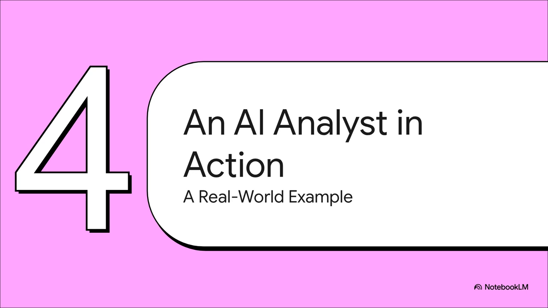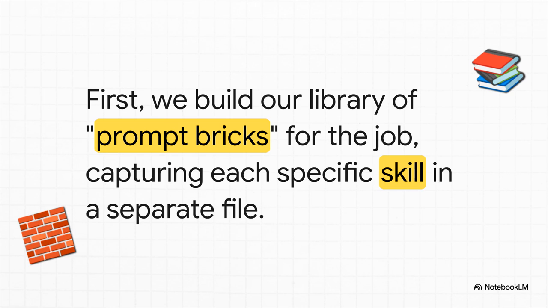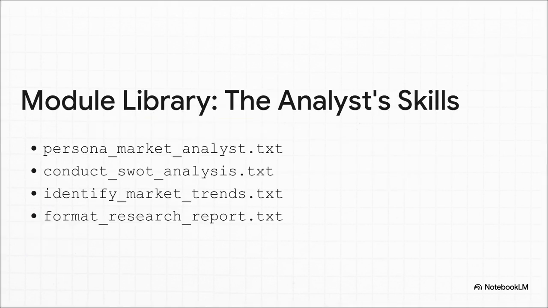We're going to build something real, a simple automated market research analyst. So the first step, of course, is we've got to build our library of prompt bricks. We need to think about all the specific skills our AI analyst is going to need, and then we'll capture each of those skills in its own separate file. So for our AI analyst, the skill set is broken down like this. We've got a persona module that basically tells it to act like an expert. We've got a SWOT analysis module for checking out the competition, a market trends module for doing the research, and finally, a formatting module to make the final report look professional. Each one of these is a specialized tool in our analyst's toolkit.